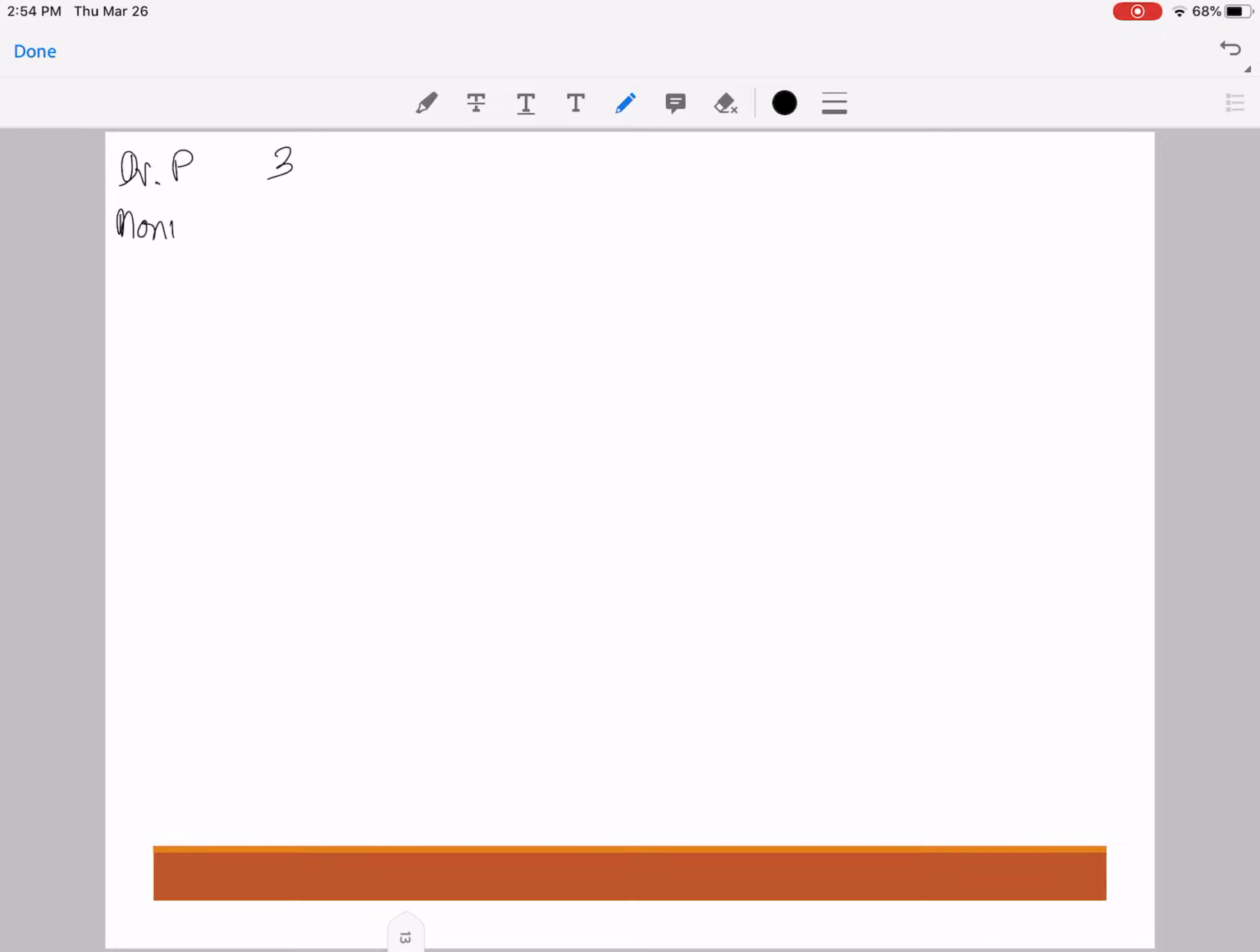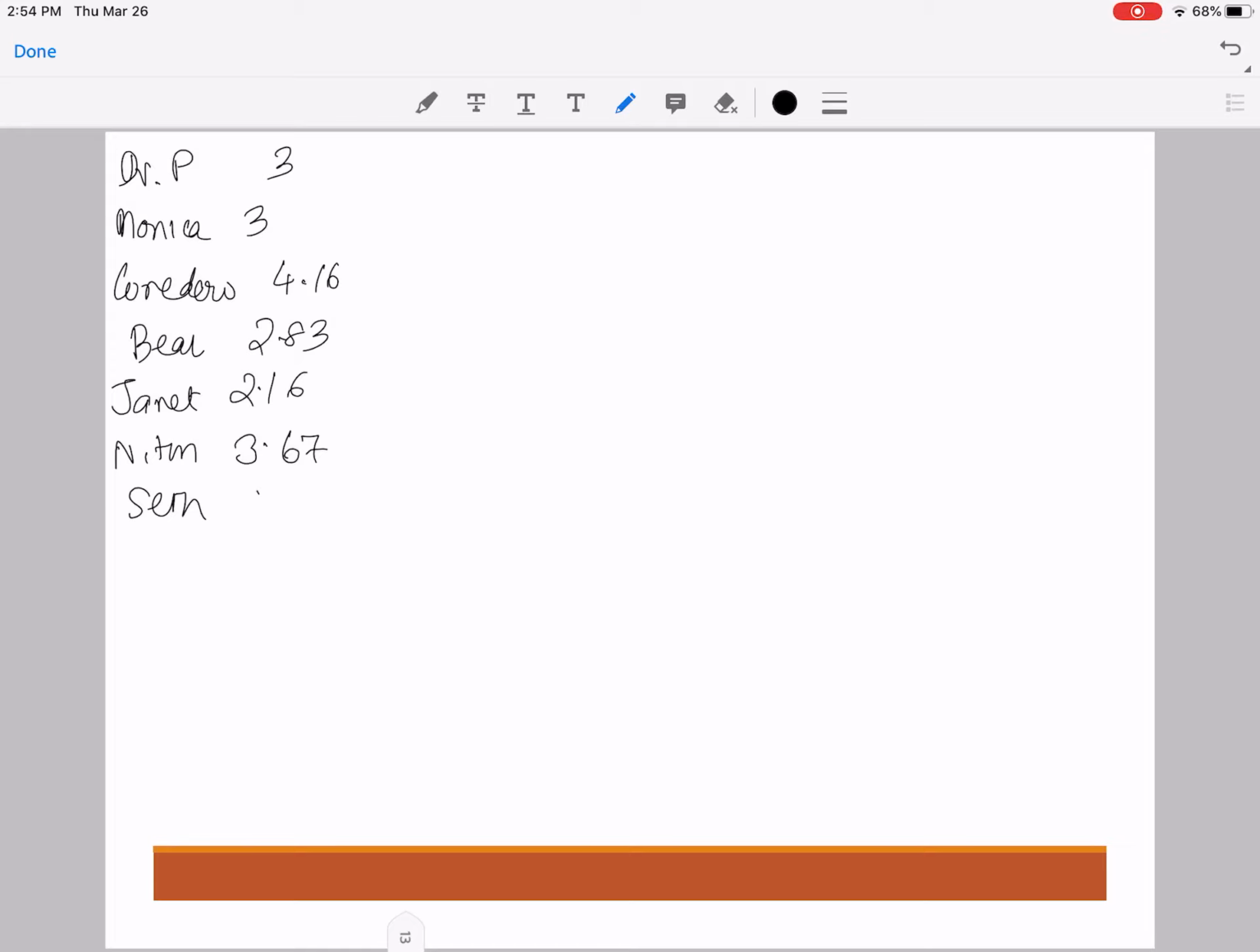Monica gave me her average value as 3. Cordero got 4.16. Bo got 2.83. Janet, a student from another class, got 2.16. Nitin, another student from another class, got 3.67. Seth got 3.5. And Harley got 2.83.